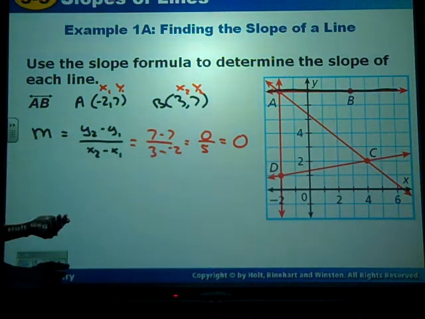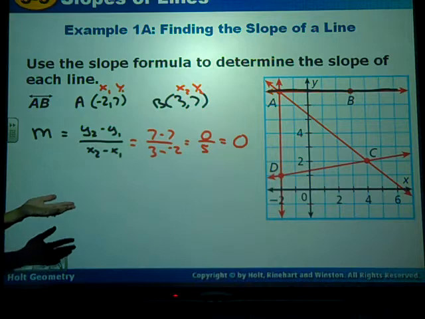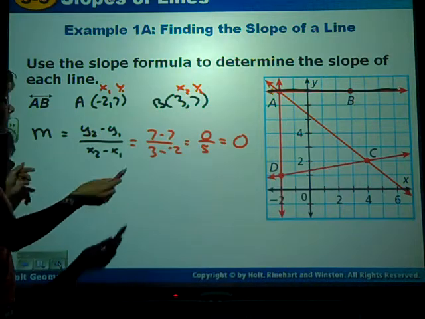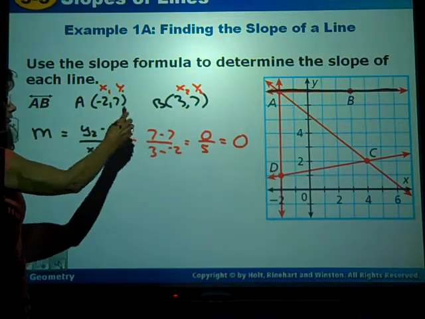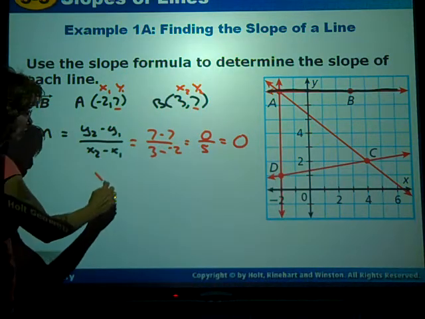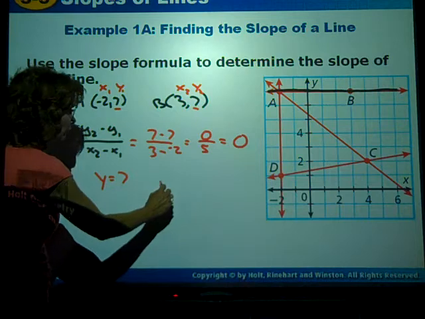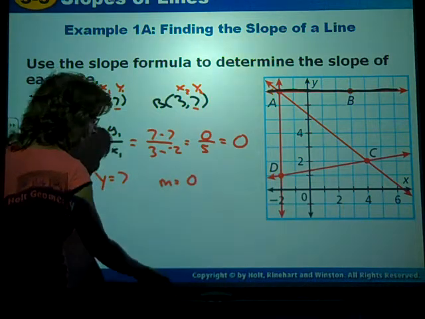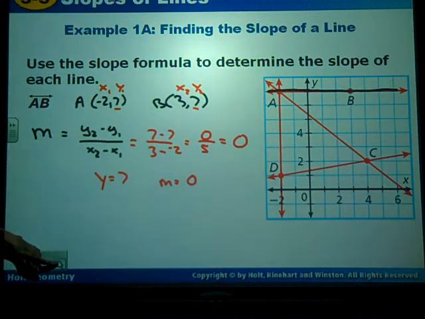In fact, all horizontal lines have a slope of 0. The only thing these equations have in common is the y value will always be 7. So the equation of the line is y equals 7, and the slope of the line is 0. That's all horizontal lines.